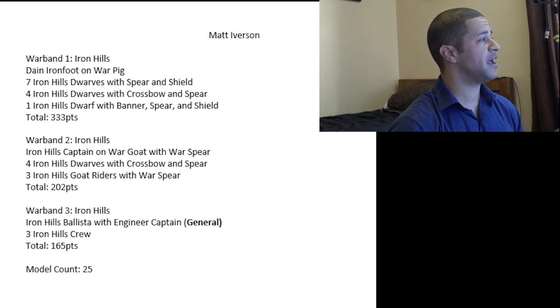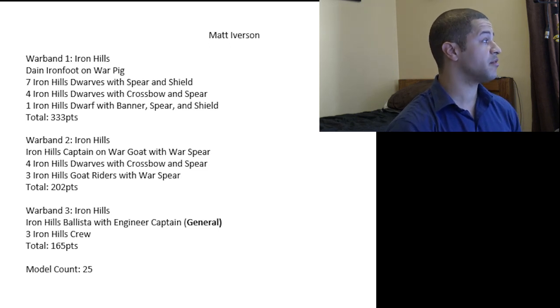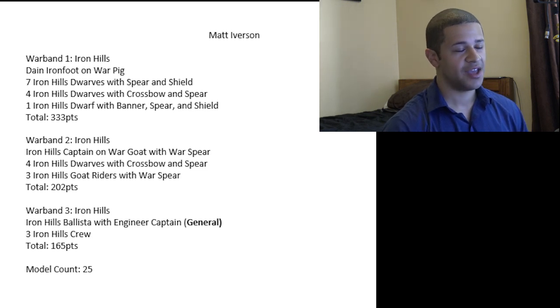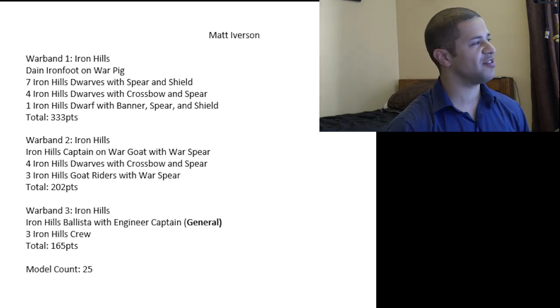And then he had a second warband, Iron Hills captain on a goat, the 4 Iron Hills dwarves with crossbow and spear, 3 goat riders with war spears, and then the Iron Hills ballista with a siege engine captain. So a couple things to note about this list right off the bat.